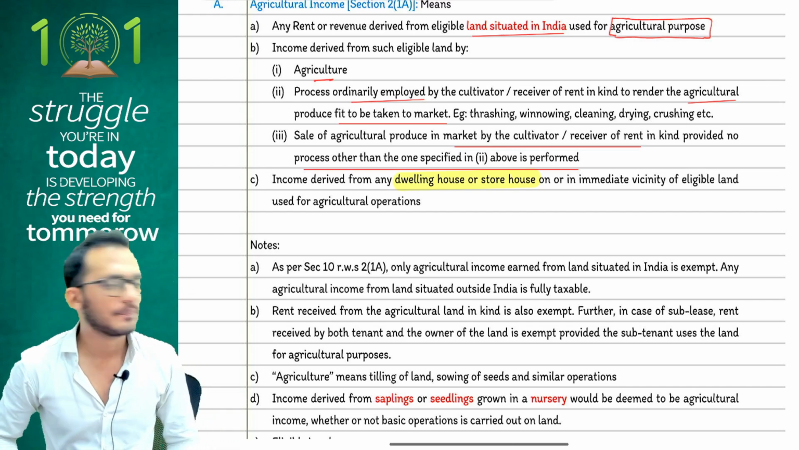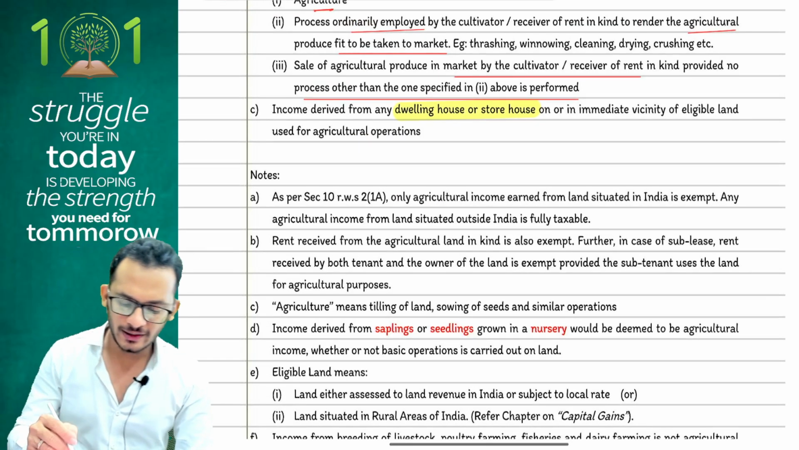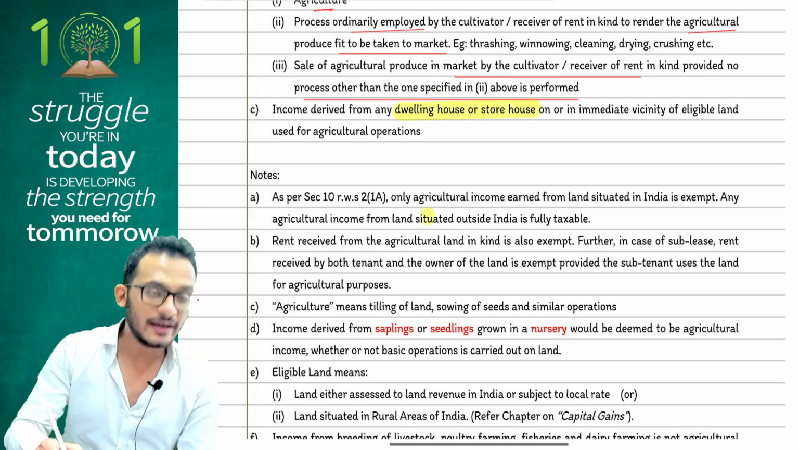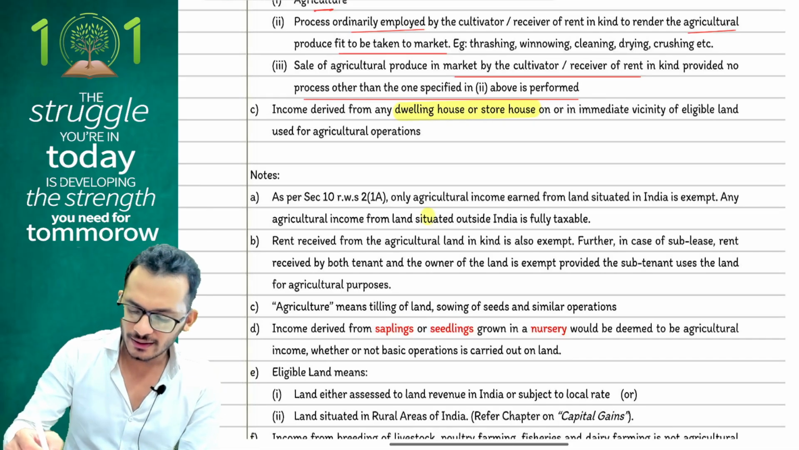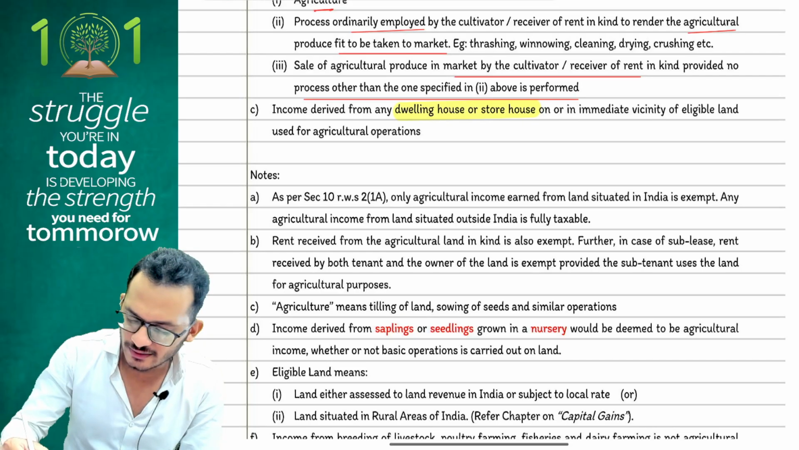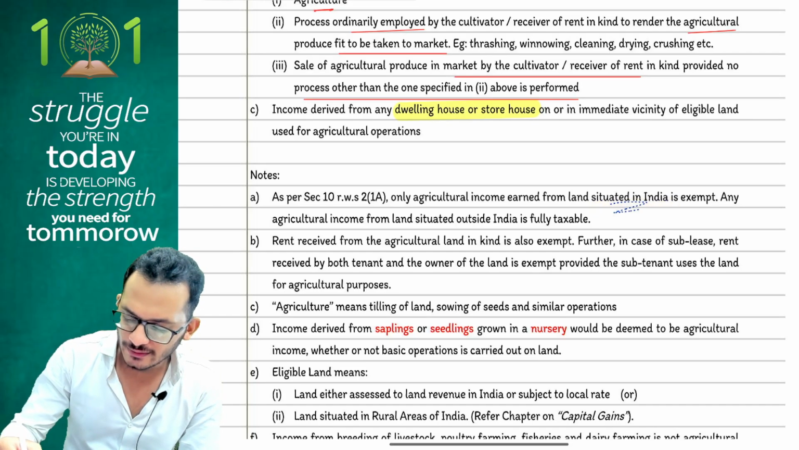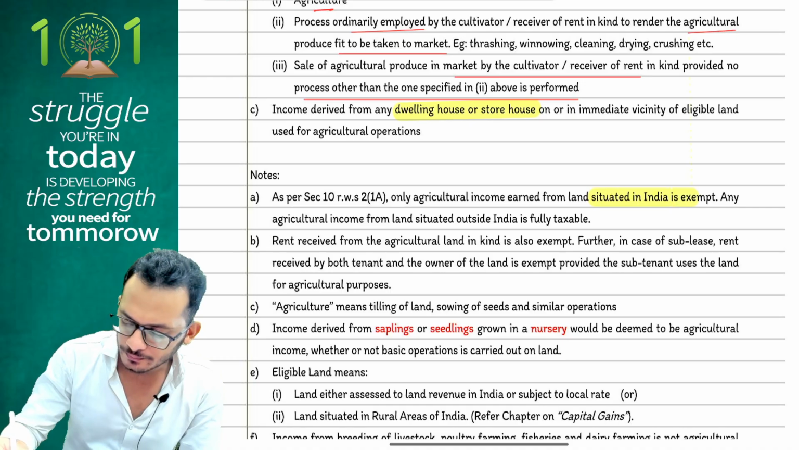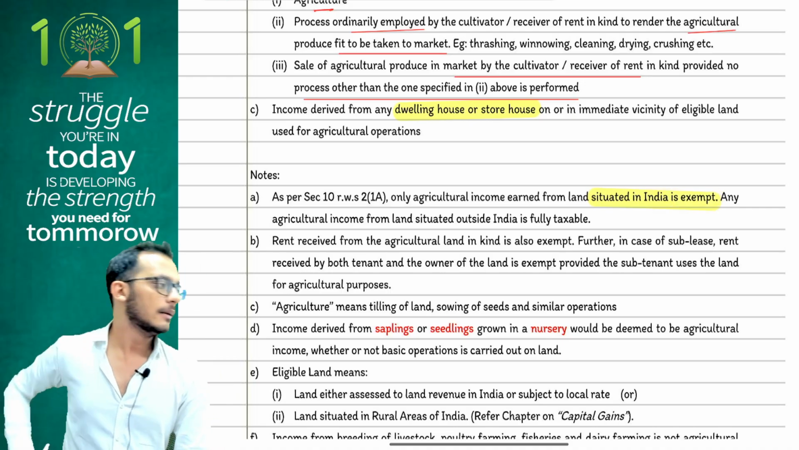Great. Anything else? Good. Notes, people. Look at note number 1. It says section 10 read with section 2(1)(a) clarifies that agricultural income only from a land which is situated in India is exempt. Please mark this as important.